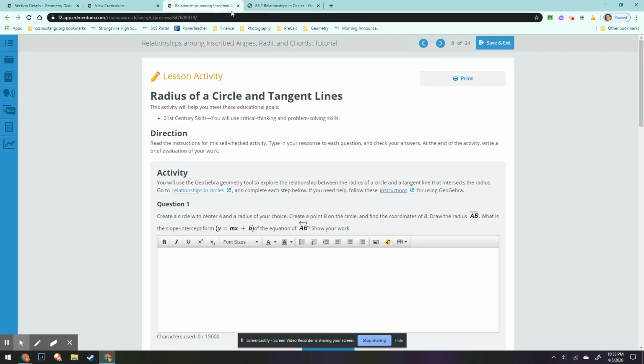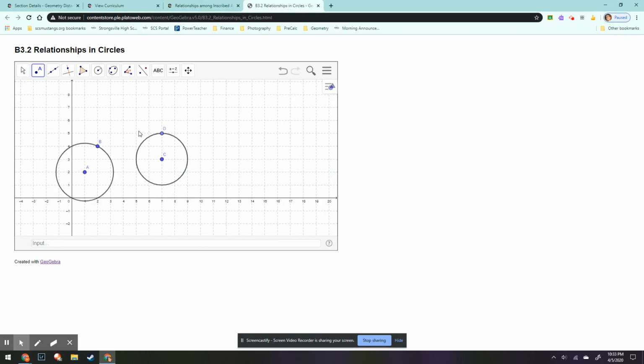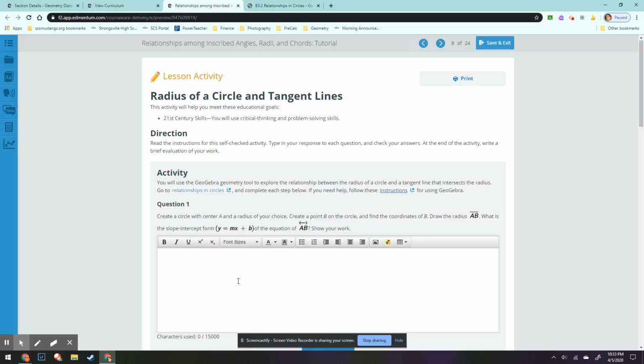Okay, so let's go back here, see what it said we had to do. Create a point on it. Beautiful, get the coordinates of B. So I'm just gonna undo those last things because I don't need that circle. If I look at my coordinates of B, I have 2, 4. So that's what I would type in here. Okay, and then we want to draw the radius segment AB.